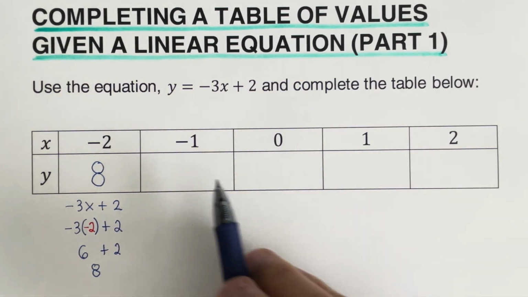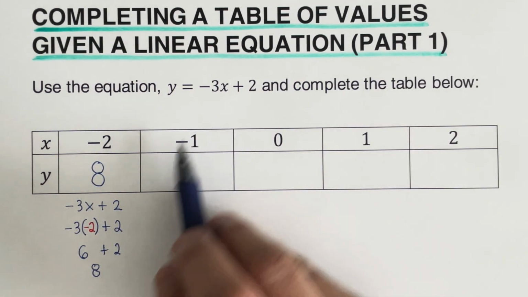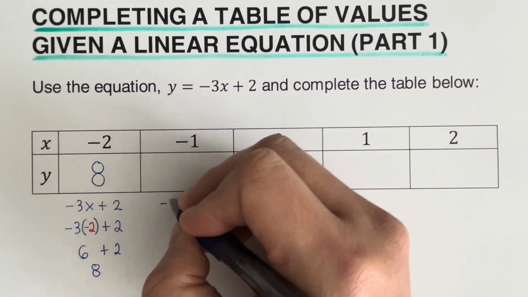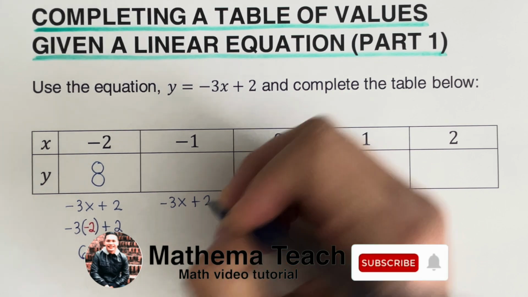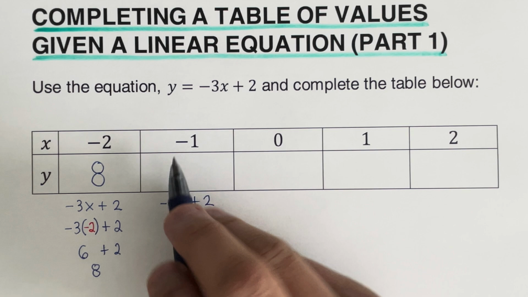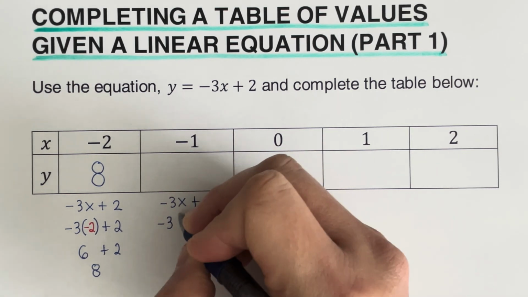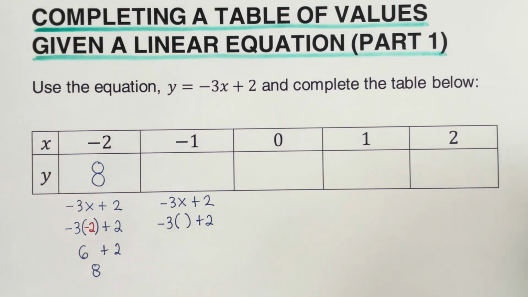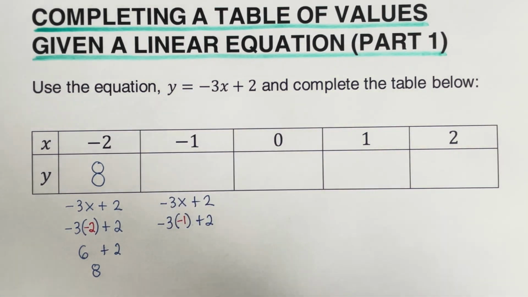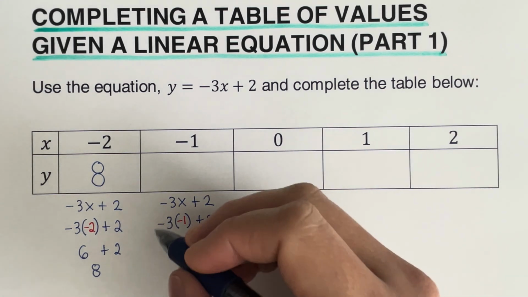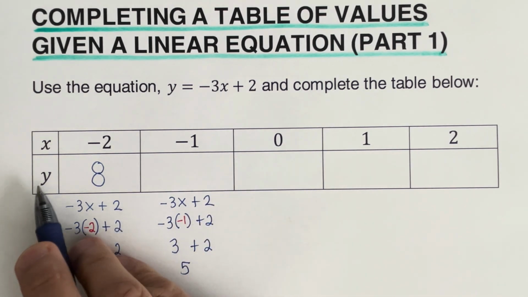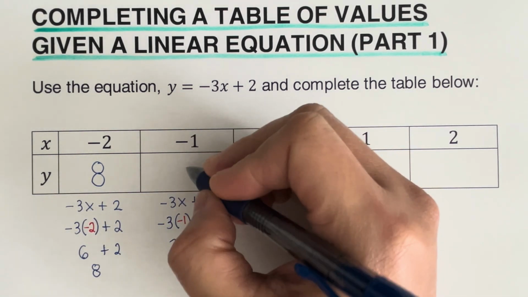Now let's move on to the next one when x is negative 1. It's pretty much the same thing as what I did here. I'm just going to write this equation that is given to us, negative 3x plus 2. I will change this x into a parentheses and plug this negative 1 into that parentheses. So that would be negative 3 parentheses plus 2, and inside the parentheses is the x, which is negative 1. I will multiply these two together. Negative 3 times negative 1 is a positive 3. Plus 2 is 5. So the value of y when x is negative 1 is 5.